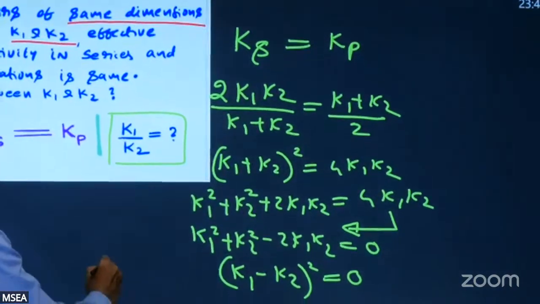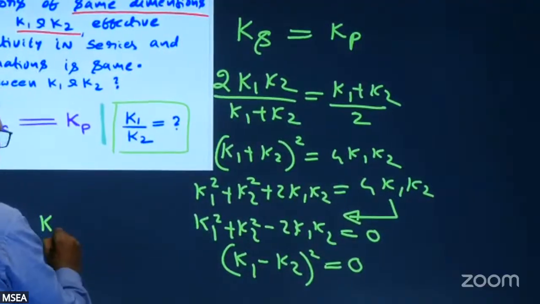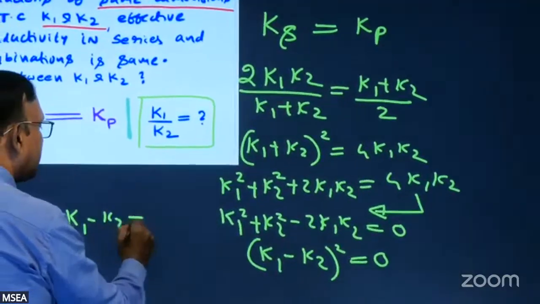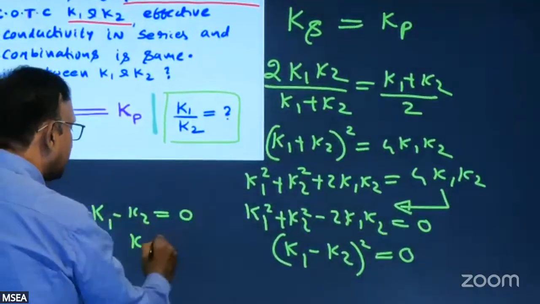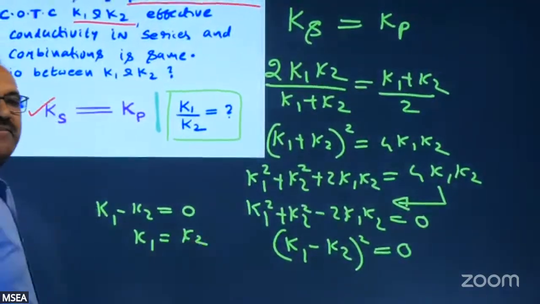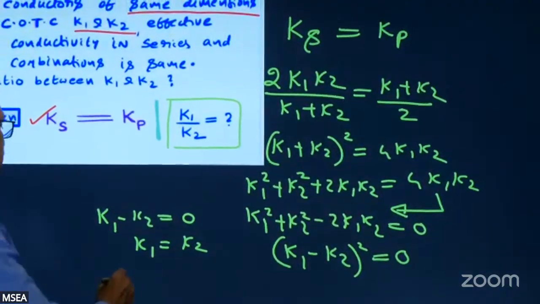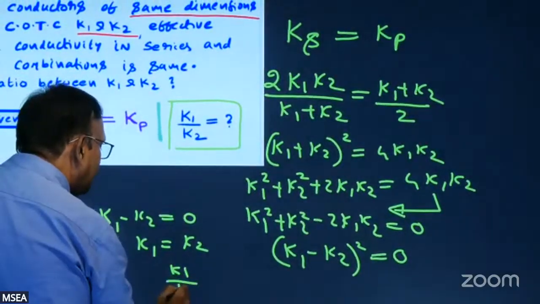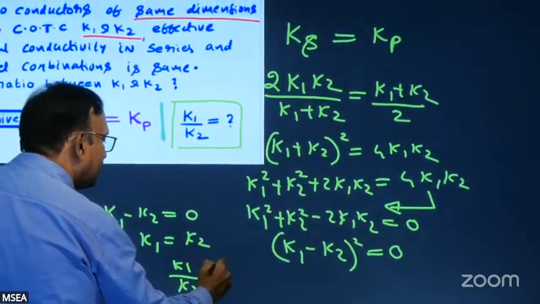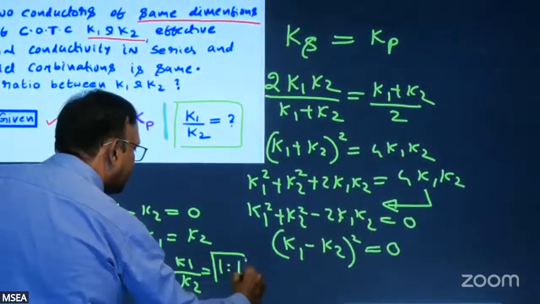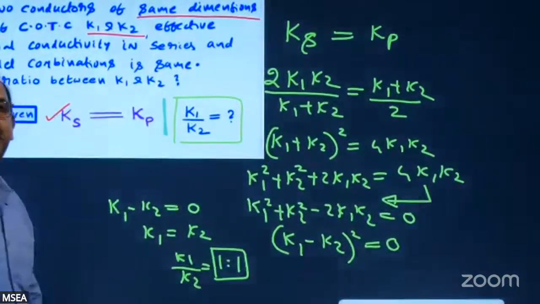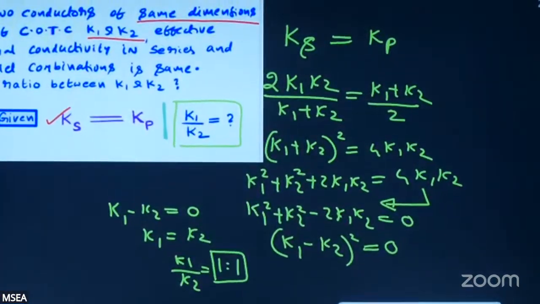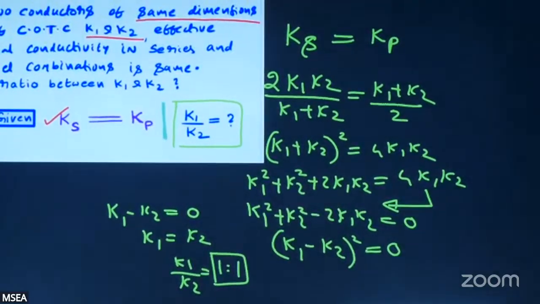Take a simple square root there. Square root means K1 minus K2 is 0. If you bring it to the other side, K1 is K2. So both K1 and K2 are the same. Once they are the same, what is the ratio between K1 and K2? They are one and the same, 1:1. That will be the answer for the question: K1 by K2 is 1, that is 1:1.